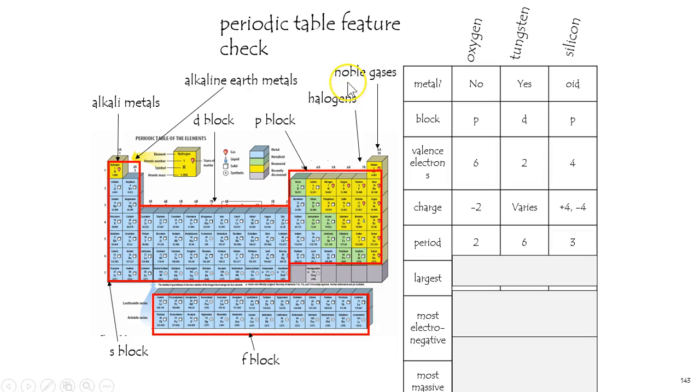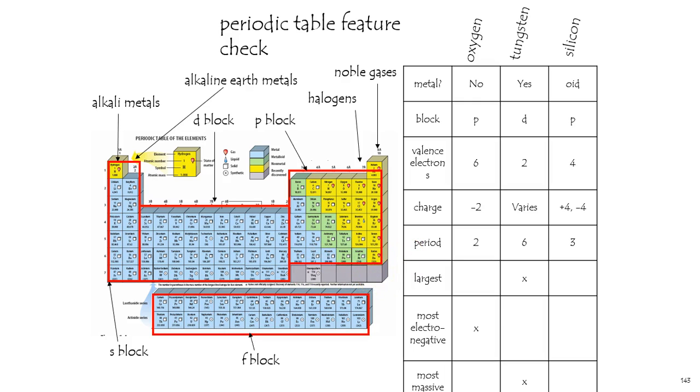Which is the largest? That would be the one closest to francium. And that's tungsten. Being right there is far closer than oxygen or silicon. Most electronegative, that's the closest to fluorine. Looks like oxygen's got that beat. And the most massive, well, they just read it like a book, so I suppose that means closest to oganesson, and that would be tungsten.